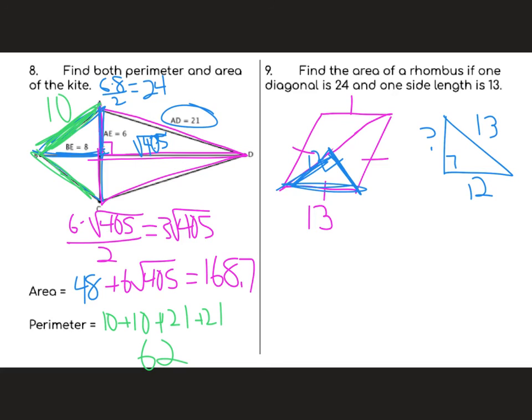Before I continue, notice that that blue triangle and this blue triangle, and this green triangle and this green triangle are all the same. So I really have 4 triangles. So if I can find one, then I multiply that by 4, I'll have the total area. So I need to do the Pythagorean theorem here. 12 squared plus something squared is 13 squared. 13 squared is 169. 12 squared is 144.